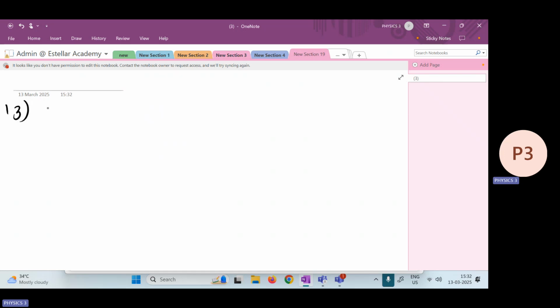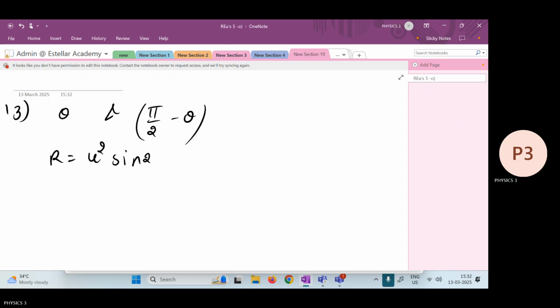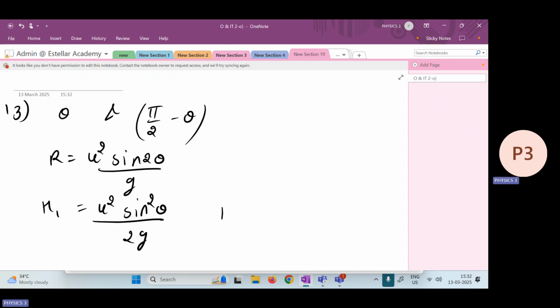We know that when the particle is thrown with two angles, theta and pi by 2 minus theta, its range would be the same, which is u square sine 2 theta per g. Its maximum height h1 we can write as u square sine square theta by 2g. Now in place of theta, if we put pi by 2 minus theta, then sine of 90 minus theta is cos theta, so we can directly write h2 as u square cos square theta by 2g.